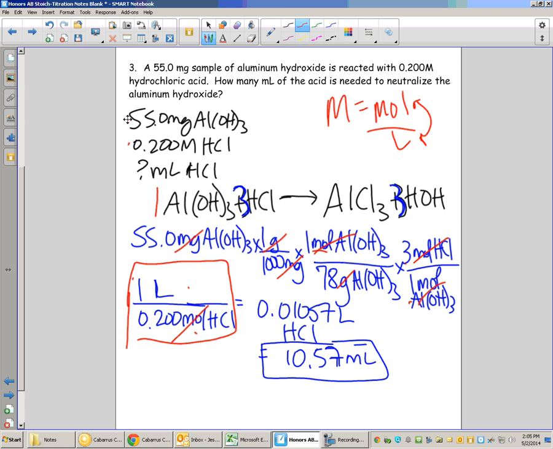Or you can still do M times V, like I had been doing in the previous problem, to get to moles. You can start with molarity and volume of the standard, the one you know everything about. This one you didn't have a specific standard. You didn't know for sure, but you did know you were solving for HCl, so that had to be right there.